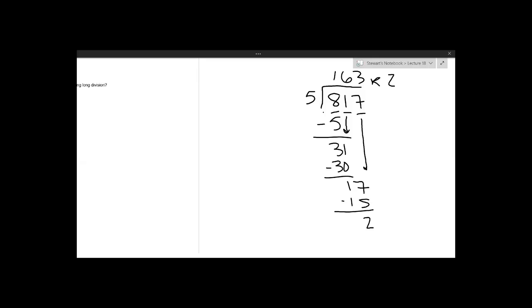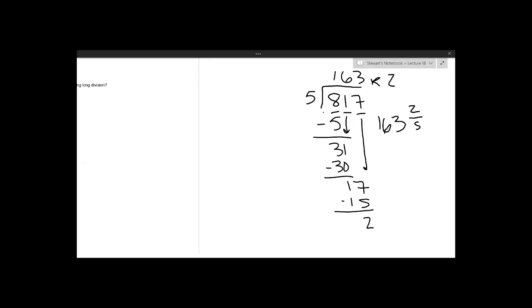Or another way to think about that remainder value is you have 2 left out of 5, or 2/5. So our answer could also be expressed as 163 and 2/5, or 163 plus 2/5, either way. So that would be how we'd evaluate a long division situation normally.